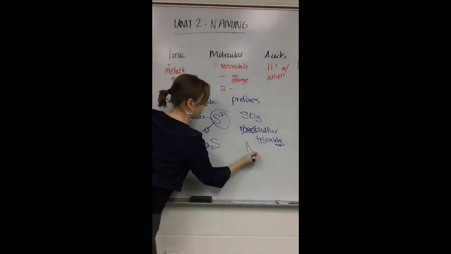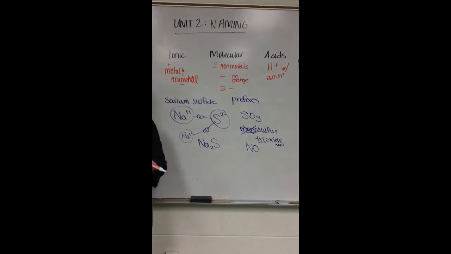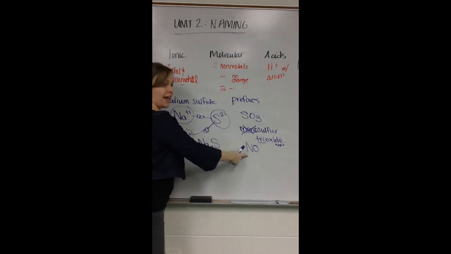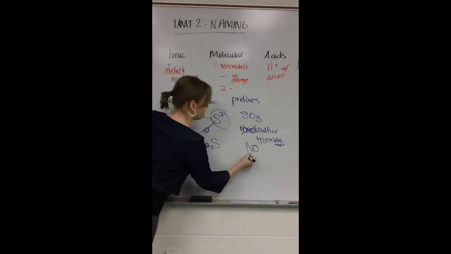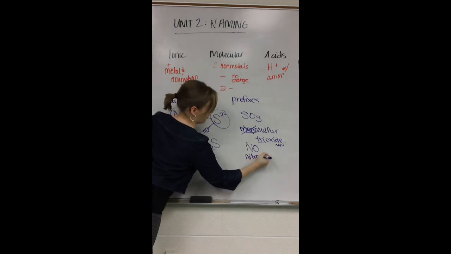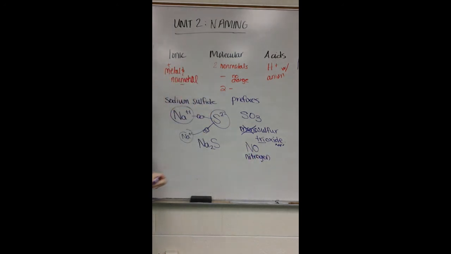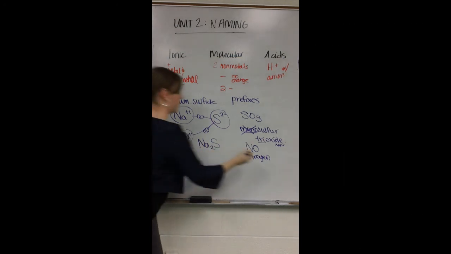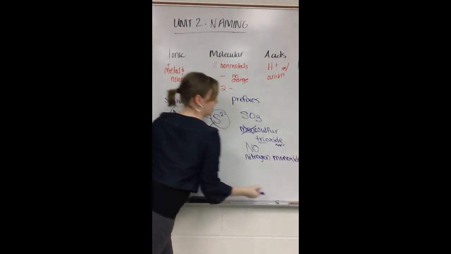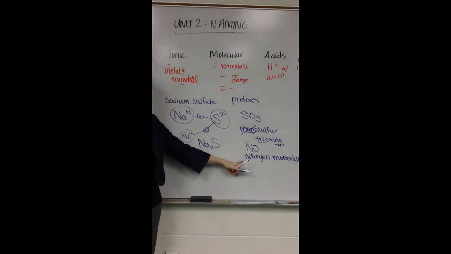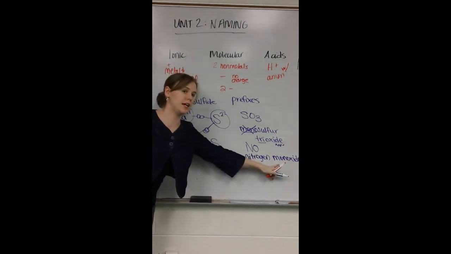If I had something like NO, this is one of my favorite examples because it tells you exactly when to put things in there. I have 1 N, so mononitrogen, but I wouldn't say mono first, so just nitrogen. And then I have 1 oxygen, so instead of saying "monooxide," I say "monoxide," which is a perfect example of why there's no mono out here, but there is one here.